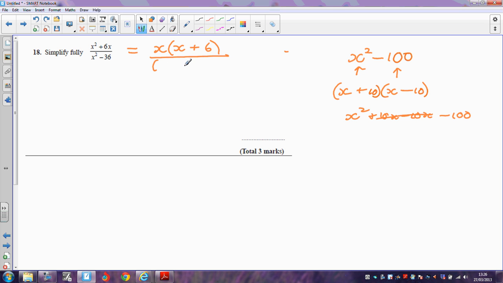So for this one, we've got x squared minus 36. Square root of x squared is just x. You square 6 to get 36, so we're going to have 6 there and 6 there. One bracket plus, one bracket minus.